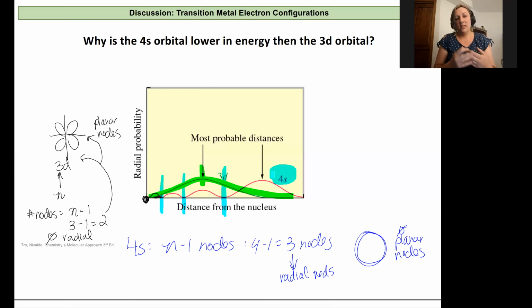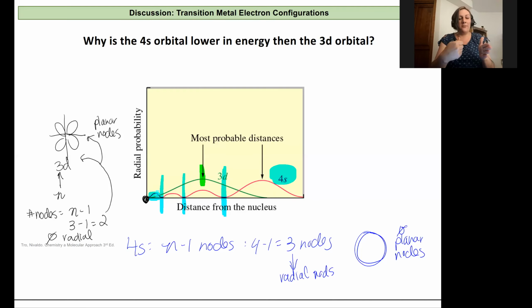And so that really kind of changes the probability of finding an electron close to the nucleus. Those radial nodes create this peak. And if you look at this right here, I'm going to get rid of everything around here. This area right here by the nucleus, you can see that there is actually a greater probability of finding that 4s electron near the nucleus than the 3d electron. And so that's going to lower its energy. It has a better penetration in towards the nucleus.